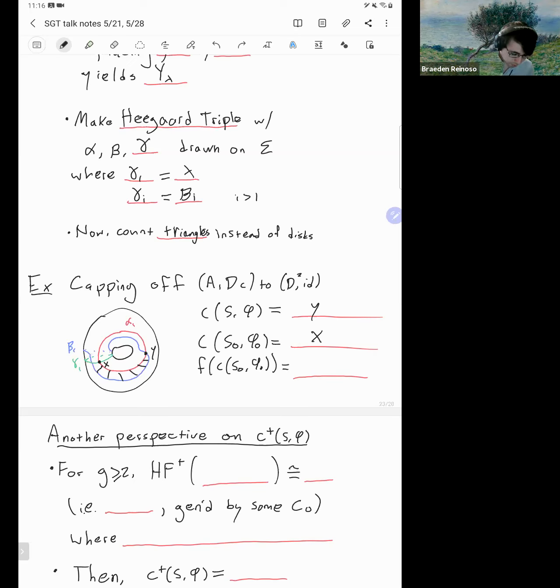So where's this hidden triangle? Well, you start going around this guy around the back, and then you come out the front here and follow it along as well. So that's a second triangle, and you can check that there are no other triangles here. And so under the map associated to capping off in Heegaard-Floer homology, your capped off contact class actually goes to twice your uncapped off contact class, because there are two triangles going to it.